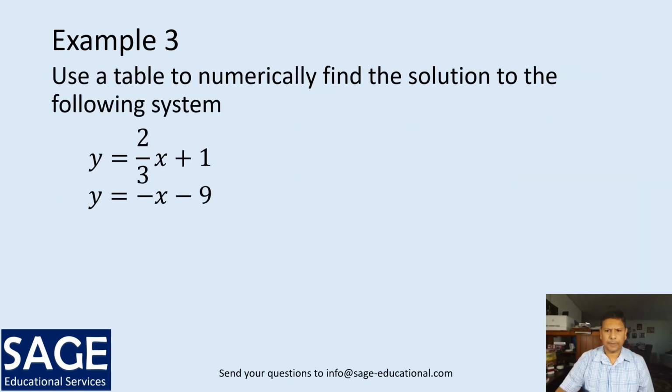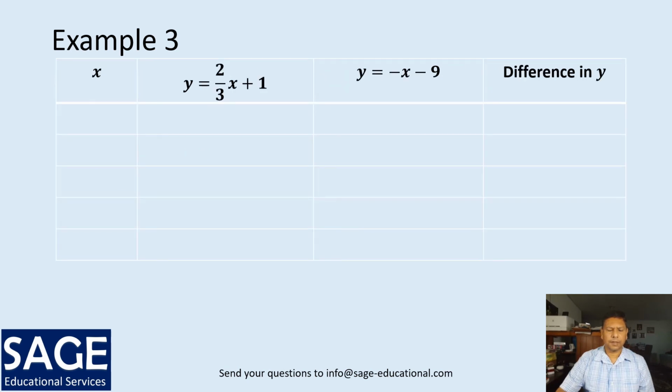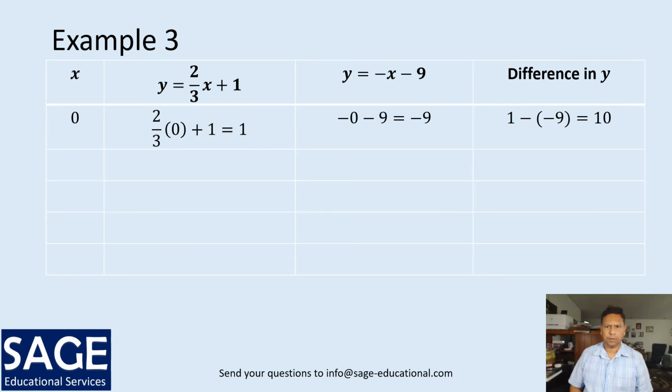Okay, here is another example. So we have y is equal to 2 over 3x plus 1 and y is equal to negative x minus 9. And we start with the table. So here's the table, the 4 columns, x and the first equation, the second equation, and then difference in y. Let's start with x is equal to 0. So when we substitute x is equal to 0, in the first equation we get y is equal to 1. In the second equation we get y is equal to negative 9. And the difference 1 minus negative 9 is equal to 10 for x.